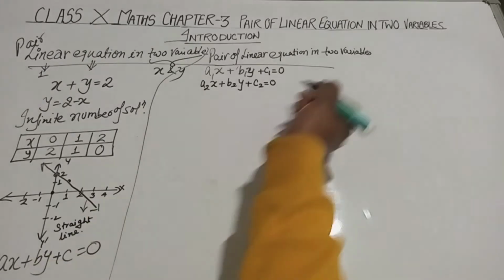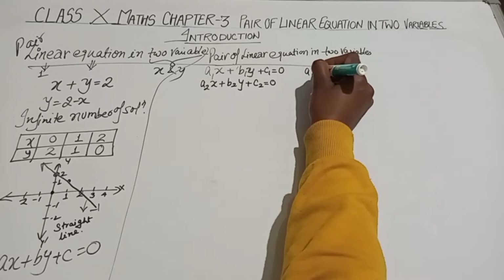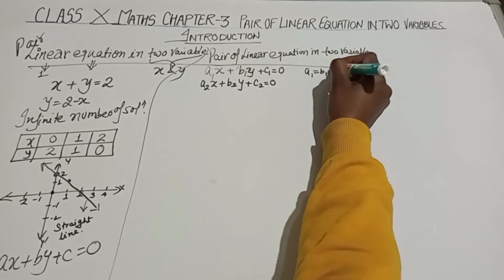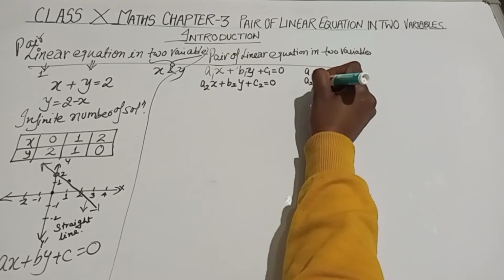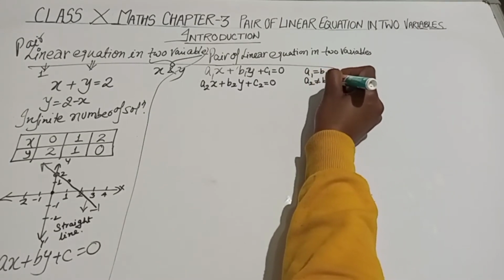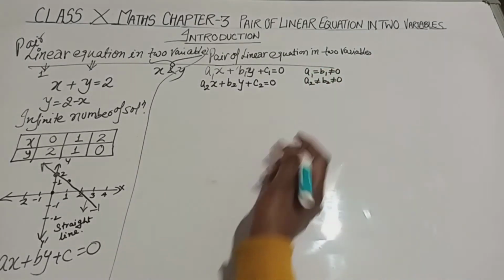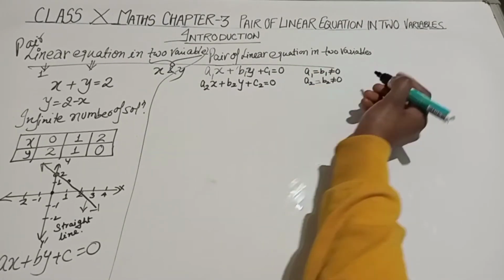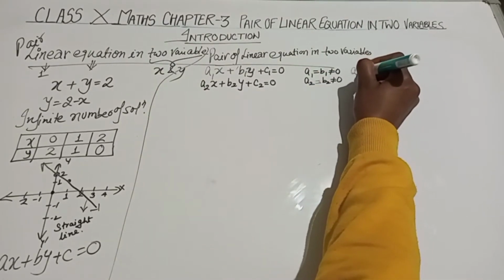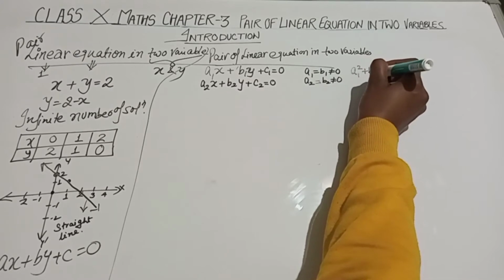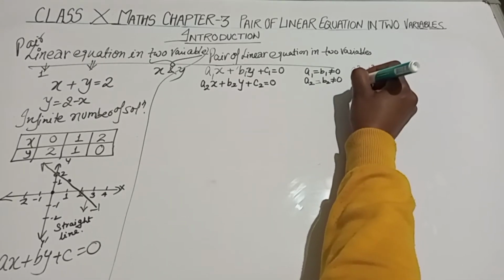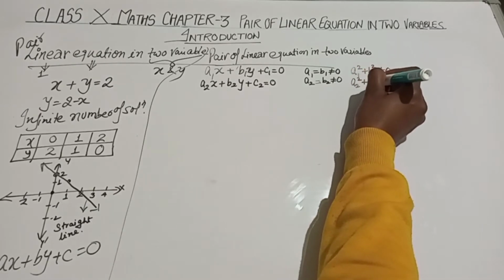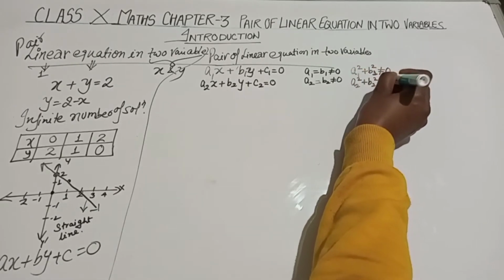In this equation, a and b both are not 0. Also b2 is not equal to 0, and a1 squared plus b1 squared is not equal to 0, and a2 squared plus b2 squared is not equal to 0.